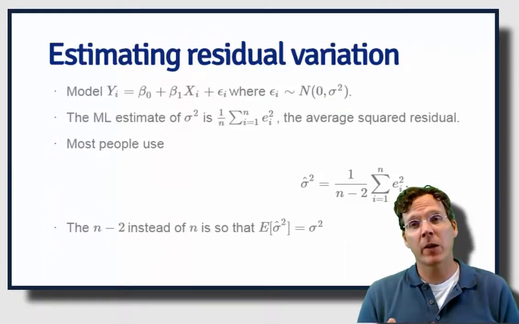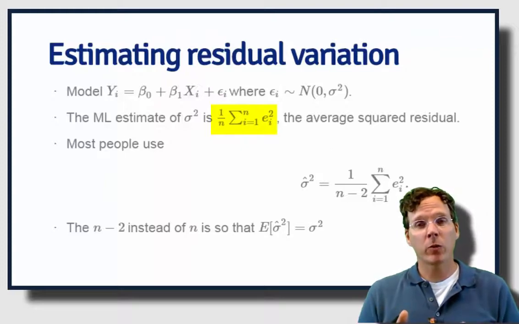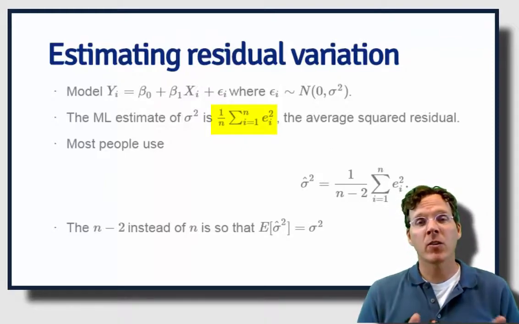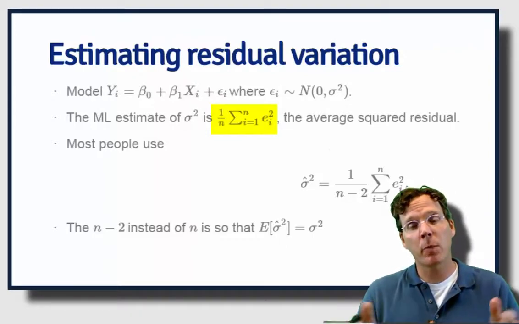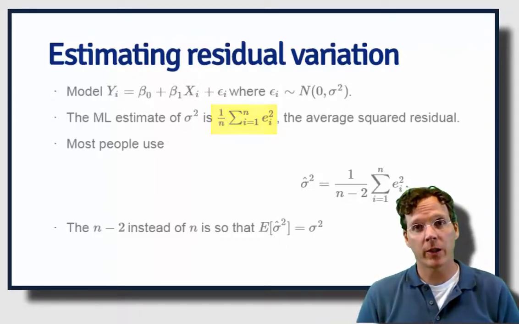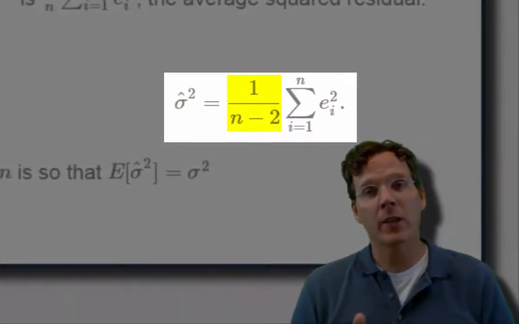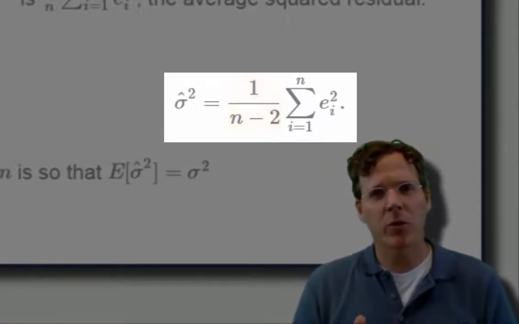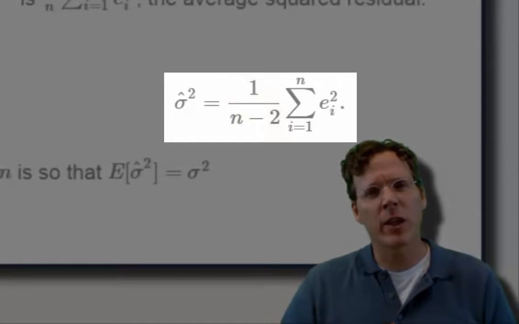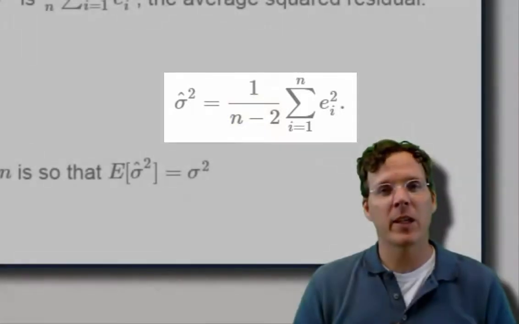So if we want to take the variance of the residuals, it's just the average of the squares. So the sum of the squared residuals times 1 over n is an estimate of sigma squared, the true population variation around the regression line. Now most people use n minus 2 instead of n, so it's not quite the average squared residual. For large n, the difference between 1 over n minus 2 and 1 over n is irrelevant, but for small n, it can make a difference.